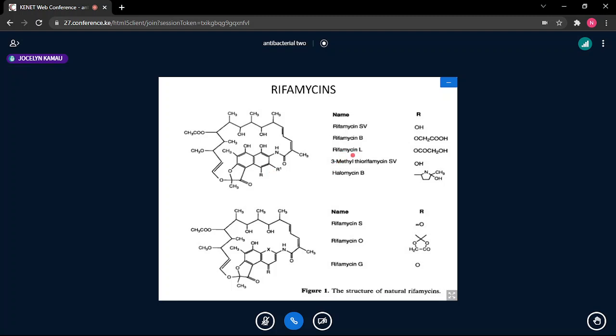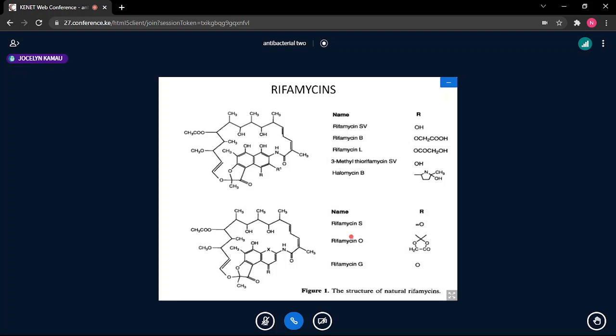Rifamycin L, we will not deal with that one. That one also. So the most important here are rifamycin SV and rifamycin B. Those are the ones we will really come across. Then we have the other types of rifamycin, like rifamycin S. For these other rifamycins, it is where the X and the R can change. That means all the groups are the same at that particular position.